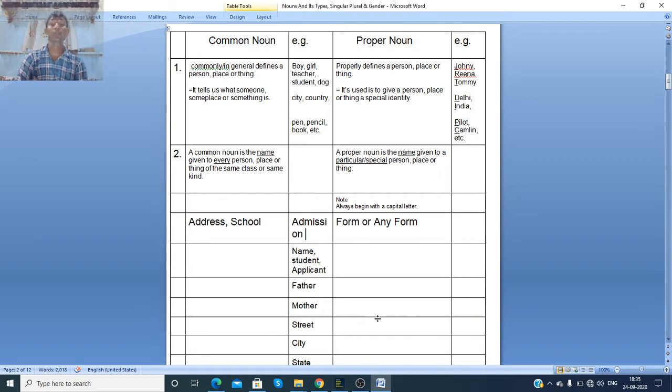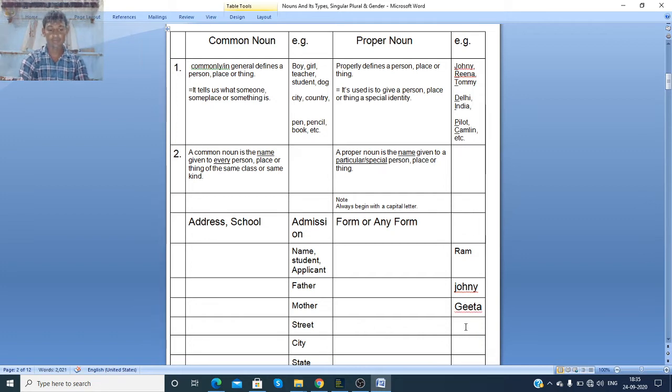This is not particular information, but proper information or particular information that we have to give, like name. Someone's student's name could be Ram. Father's name could be Johnny. Mother's name, Gita.